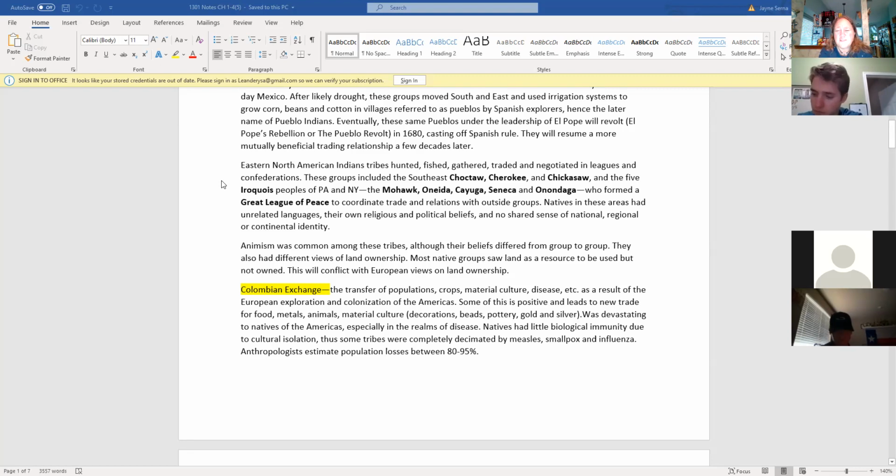Land ownership. The conflict in how Europeans and natives see land ownership is key to some of the disputes that they'll end up having and misunderstandings, which lead to disputes. So Native Americans really don't think that you can own the land. They think it's there for you to use.